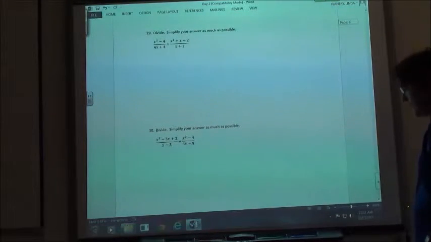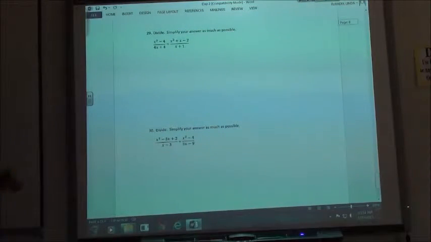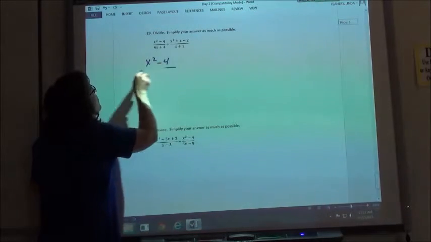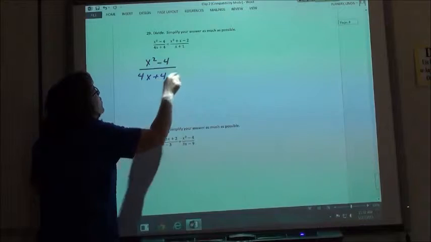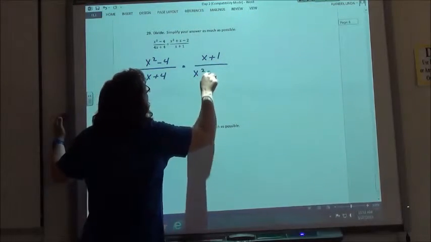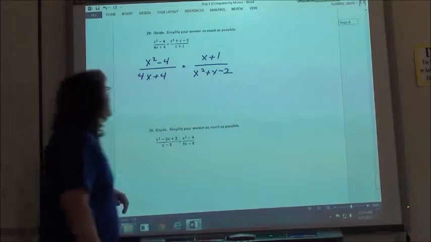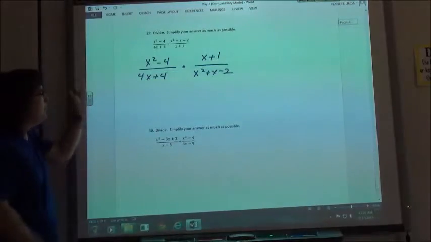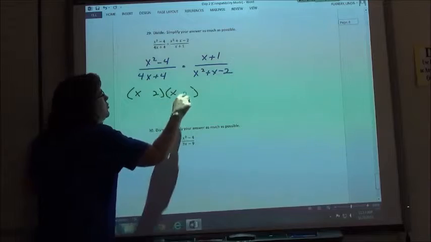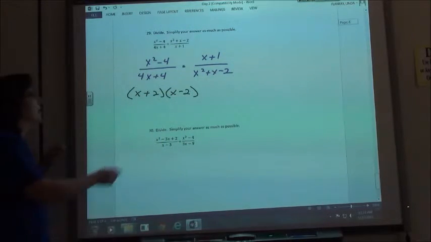Number 29, same kind of thing. I'm dividing fractions. I know that when I divide fractions I have to invert and multiply. So x squared minus 4 over 4x plus 4 times the reciprocal x plus 1 over x squared plus x minus 2. Then I'm going to go ahead and do my factoring. Again, this is the difference of perfect squares. X and x, 2 and 2, x plus 2 and x minus 2 is how that's going to factor out.